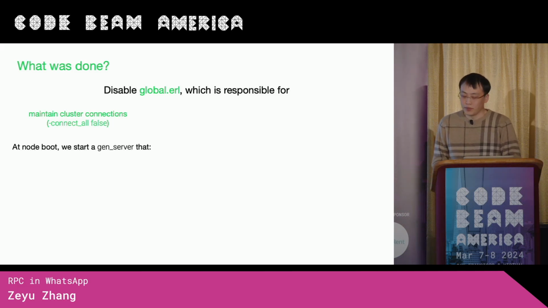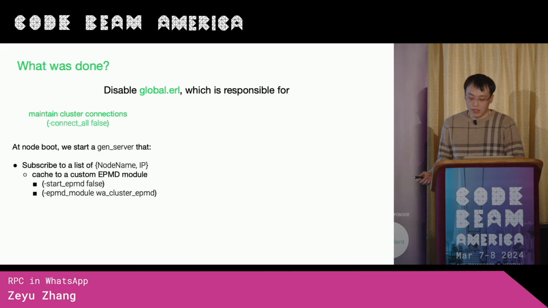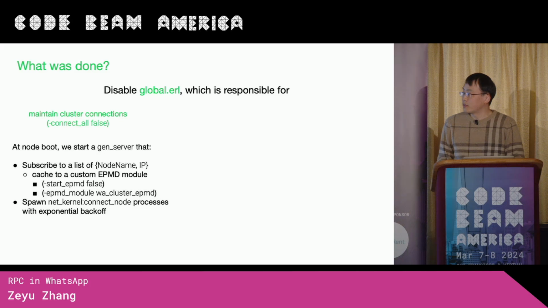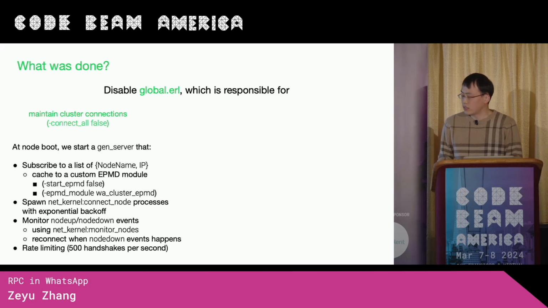Instead, at node boot, we start a server that caches all the nodes we want to connect to and their IP addresses, and stores them in a customized EPMD module. Then we simply spawn a bunch of net kernel connect node processes with exponential backoff. When a node down happens, we just reconnect. A special thing we do is to rate limit the connection speed, because SSL handshake is so expensive that if we do all of them at once, the node will be overloaded and almost all the connections will fail.